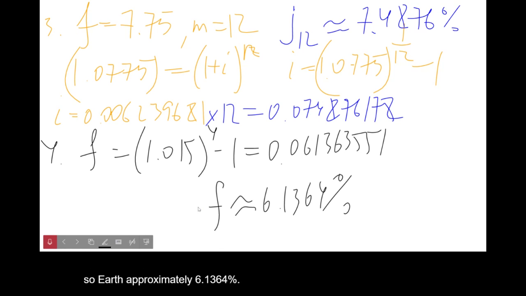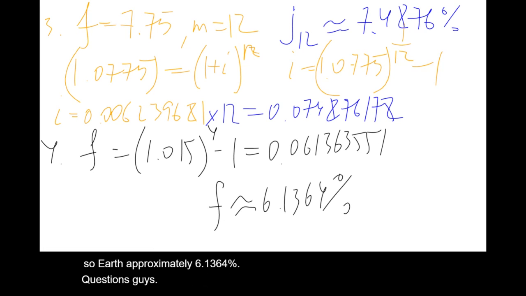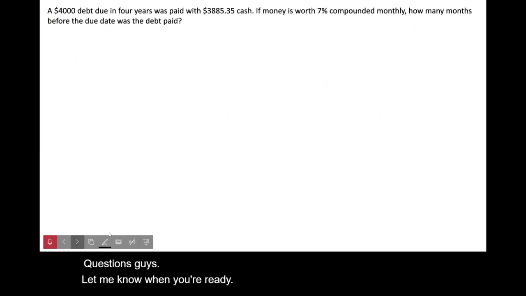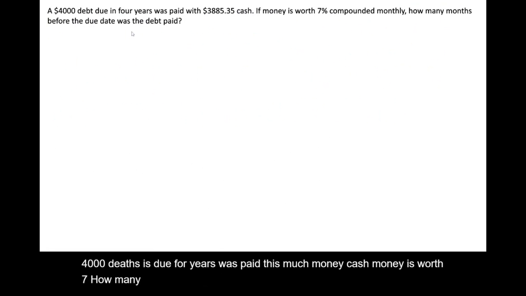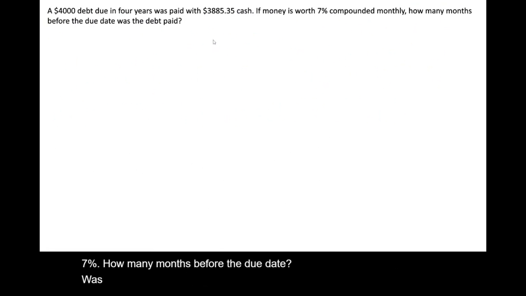Questions, guys? Let me know when you're ready. Okay. A $4,000 debt is due in four years, was paid in cash. If money is worth 7%, how many months before the due date was the debt paid? Okay, do it. 2 minutes.